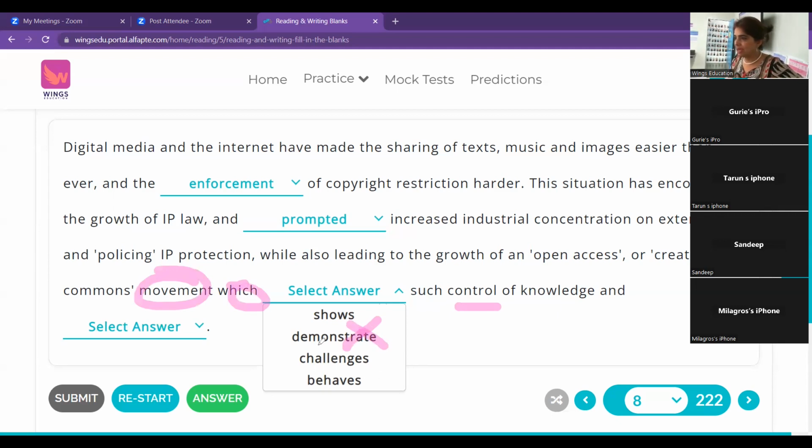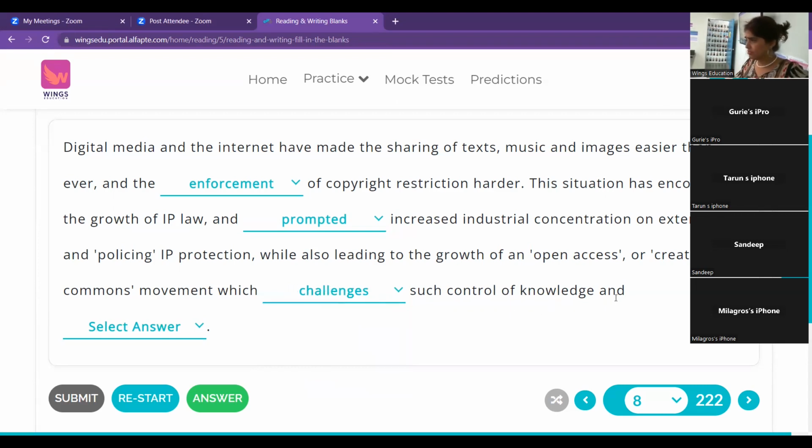Okay, let's see. I don't think behaves because we are talking about movement. Movements don't behave, people behave. So behave doesn't come there. It is shows, challenges. I think it's challenges because it's talking about control. It's a negative word, isn't it? So let's talk about challenges.